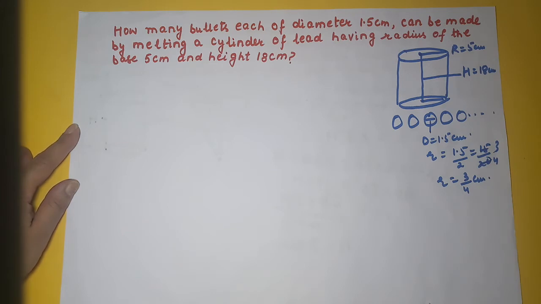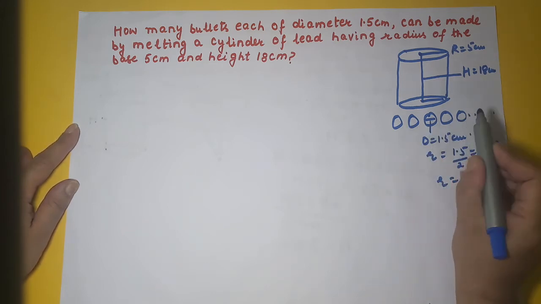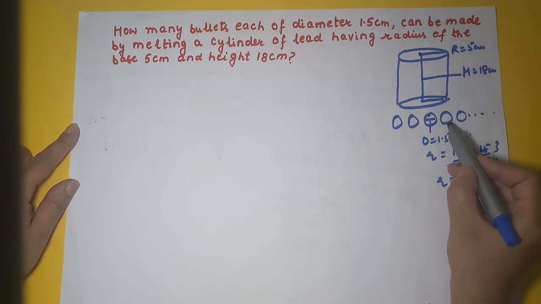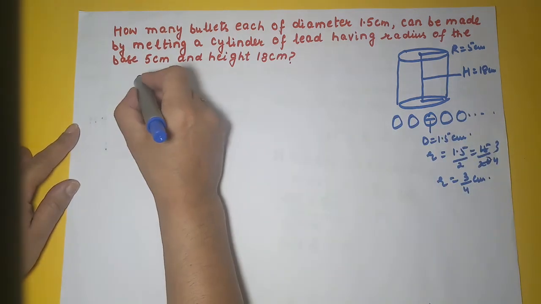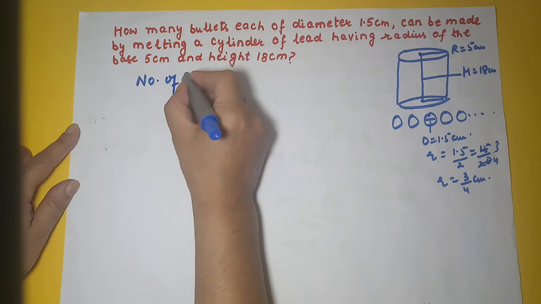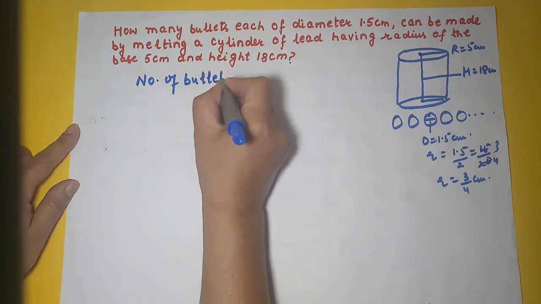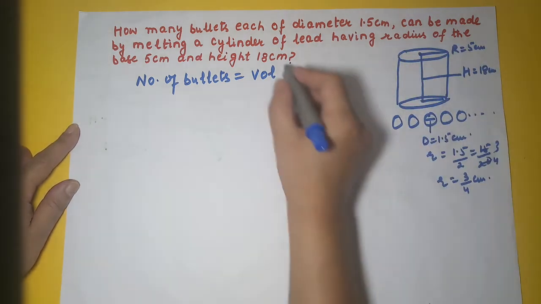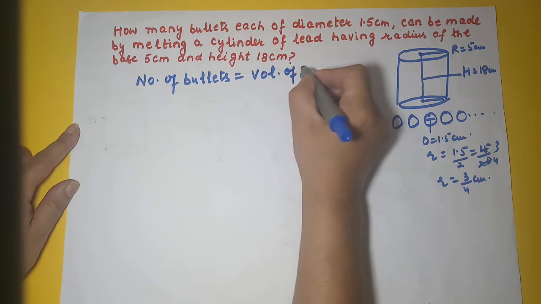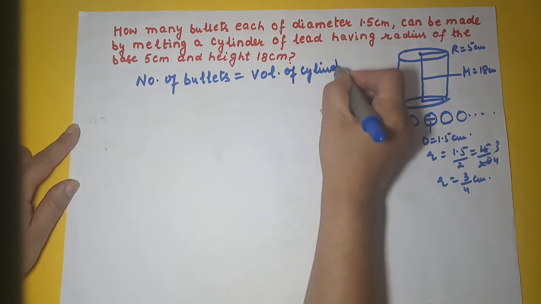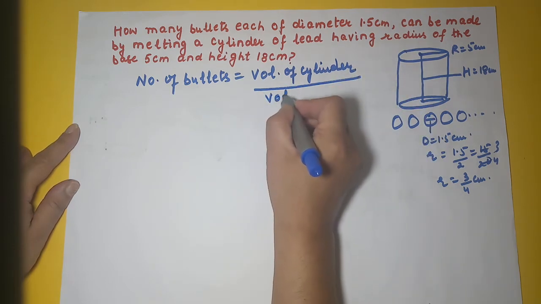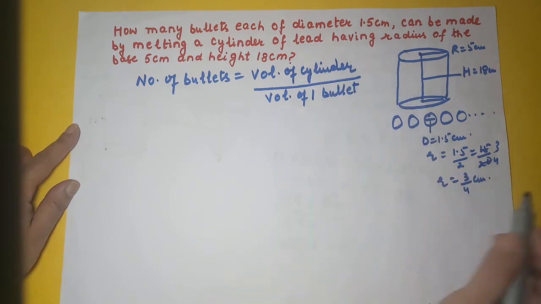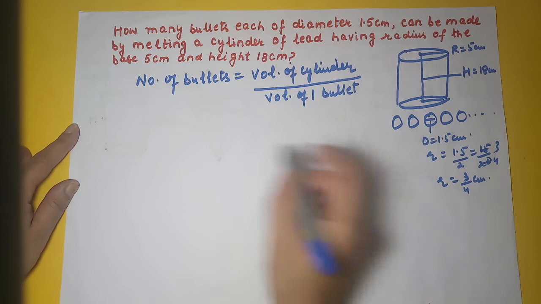And we know that we can calculate the number of bullets made by melting this equal to the volume of this entire thing divided by the volume of one bullet. So let's proceed to find that. Number of bullets that can be made out of melting this cylinder will be volume of this cylinder, because entire volume is used in making these bullets, divided by volume of one bullet. Now this bullet is a sphere, right? Because he has given us the radius, so we have to conclude that it is a sphere.